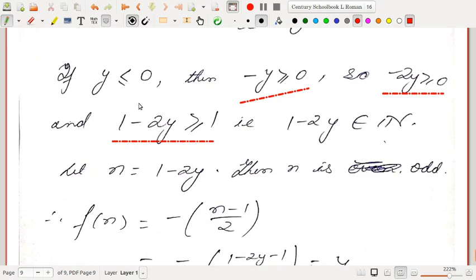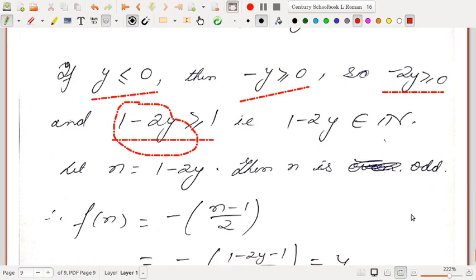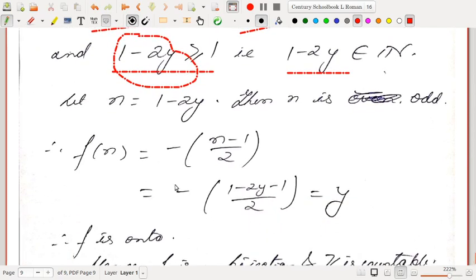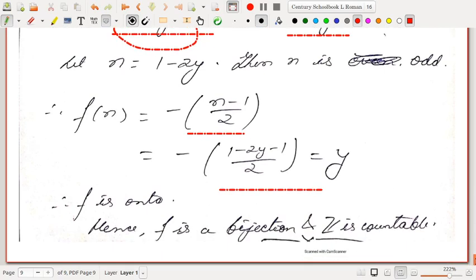Our aim is actually to construct a natural number from the given integer. Natural numbers are positive, so our plan is to make it positive. It follows from the substitution: minus (n minus 1) by 2 equal to y. This will mean that n equal to 1 minus twice y. So from there you can get the hint how to construct this. Let n equal to 1 minus twice y, then n is odd, and by definition f(n) will be minus (n minus 1) by 2, and that will give you f(n) is y. So f is onto, hence f is a bijection and Z is a countable set.